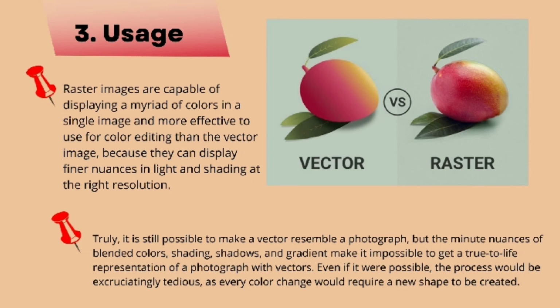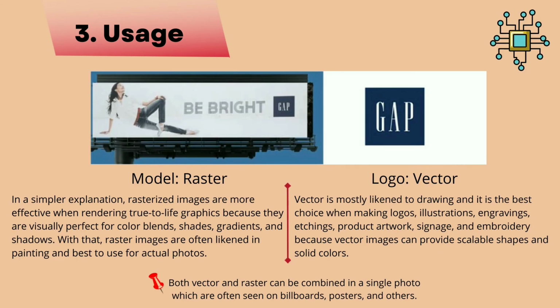So if the vector's strength is how scalable and resizable it is, the raster's strong point is that it is flexible with colors. Actually, it is still possible to make a vector resemble a photograph, but the minute nuances of blended colors, shading, shadows, and gradient make it impossible to get a true-to-life representation of a photograph with vectors. Even if it were possible, the process would be really difficult and time-consuming as every color change will require a new shape to be created.